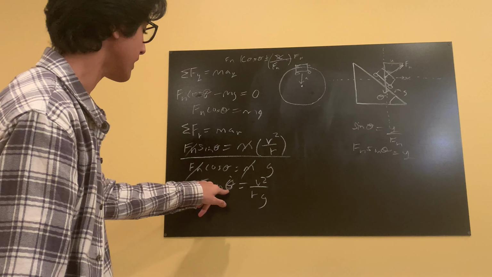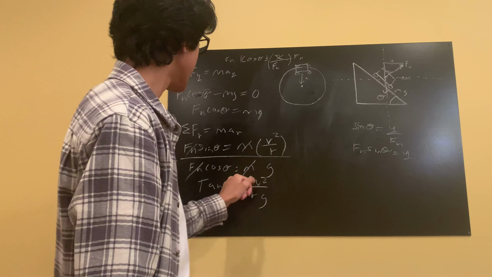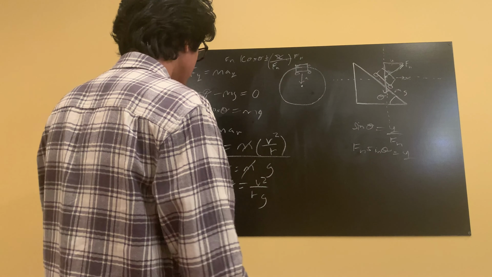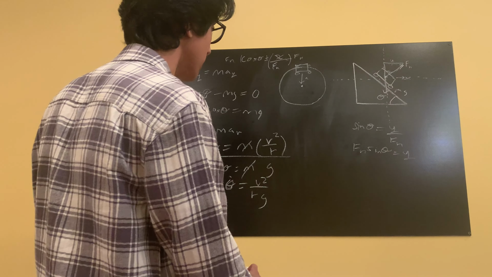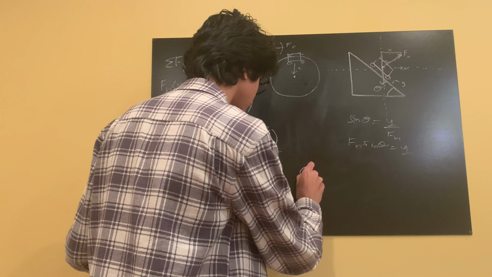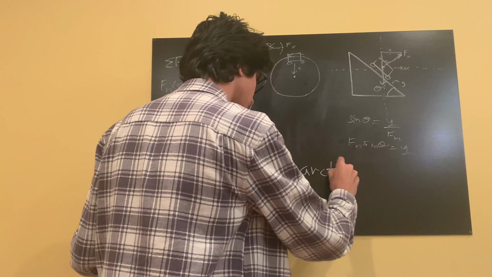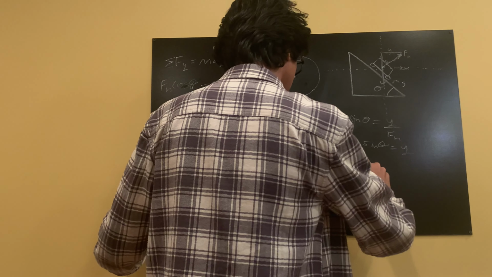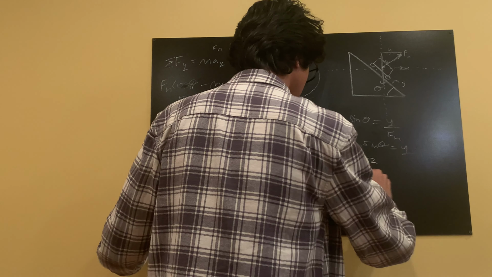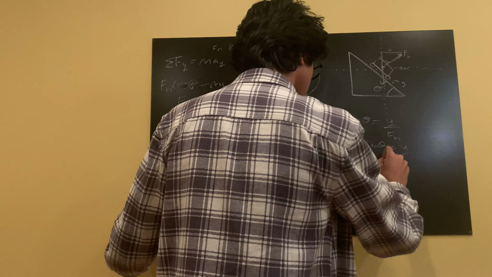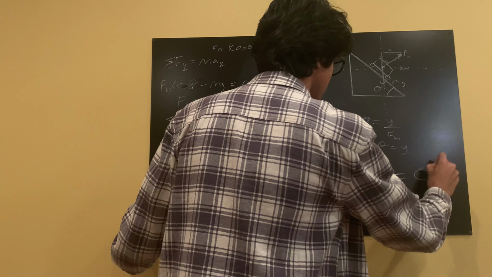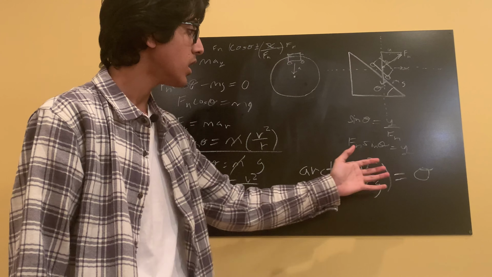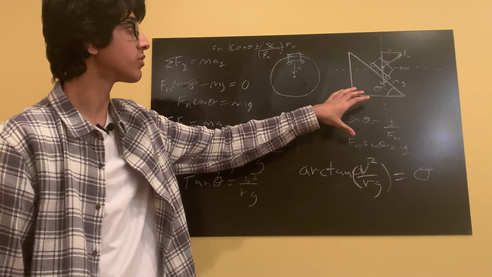And the question's asking for this angle. We based it off this angle, but that angle is equal to that angle, the angle of the bank. So we can do inverse tan of this to find that angle, or rather arctan. Arctan of v squared over rg is equal to theta. There we go. So arctan of v squared over rg is equal to theta. So we solved for the angle of the bank.